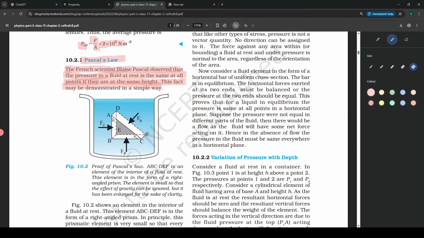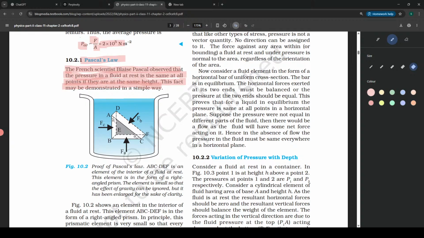Let's just see what he said once more. What the scientist Blaise Pascal said is that pressure in a fluid at rest, it's not moving, it's in a state of equilibrium, is the same at all points if they are at the same height.